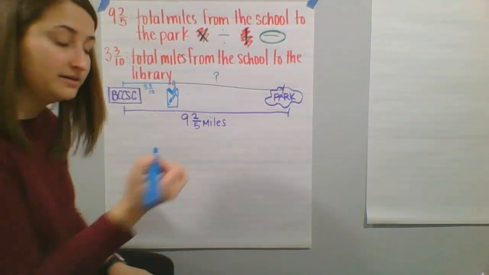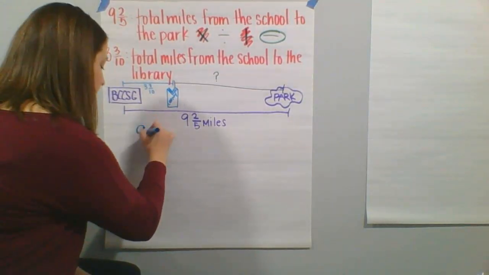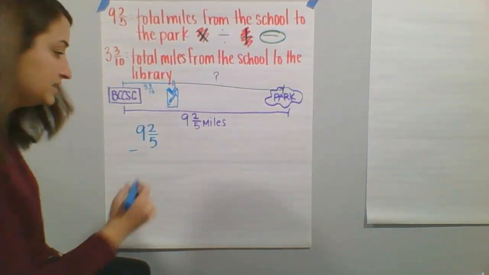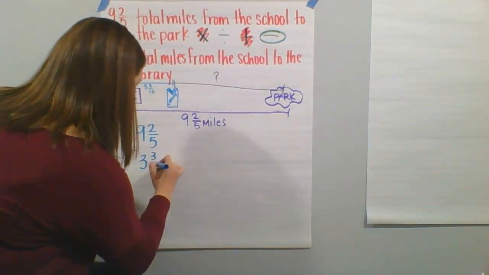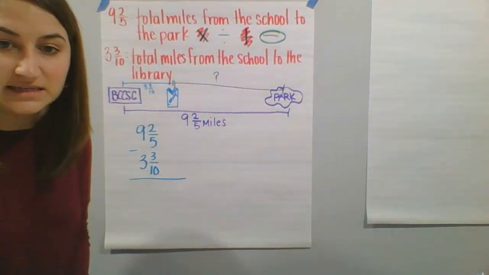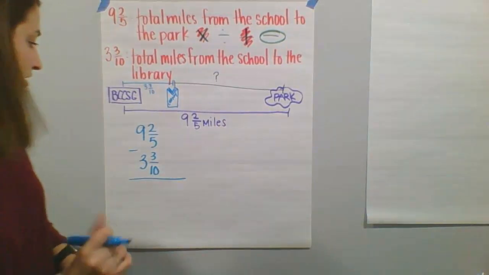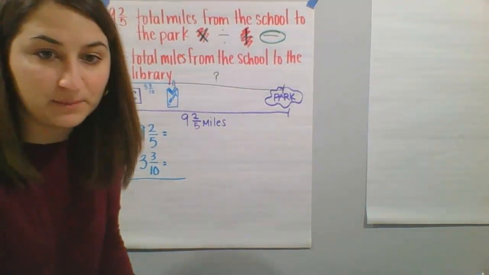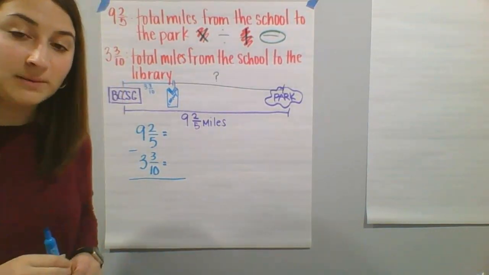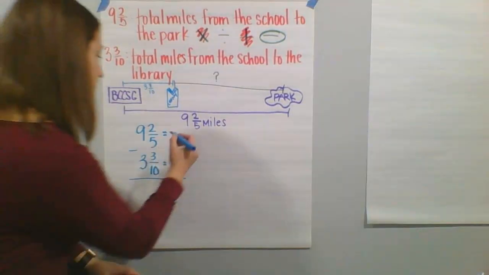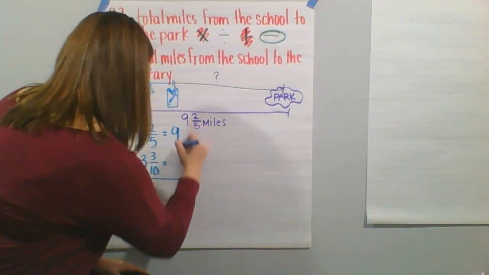So we have 9 2/5. We're subtracting 3 3/10. And I like to stack them because it helps us organize our thoughts a little bit better. All right, so we have whole numbers. We want to make sure that we're using those whole numbers and bringing them over. The whole numbers don't change, only our denominator changes. So bring over your 9 and your 3.